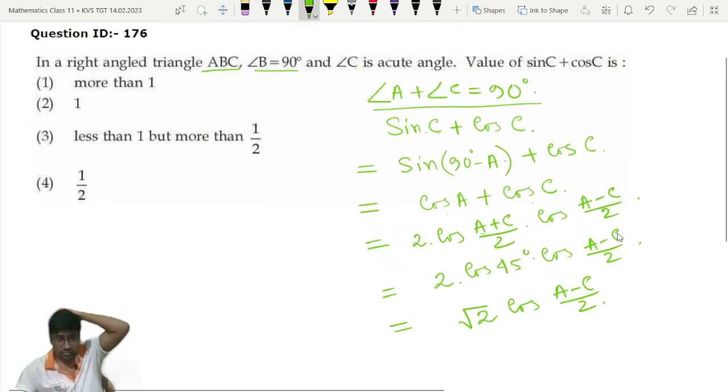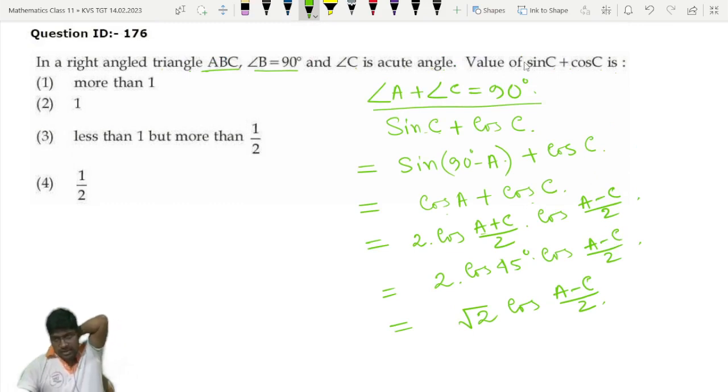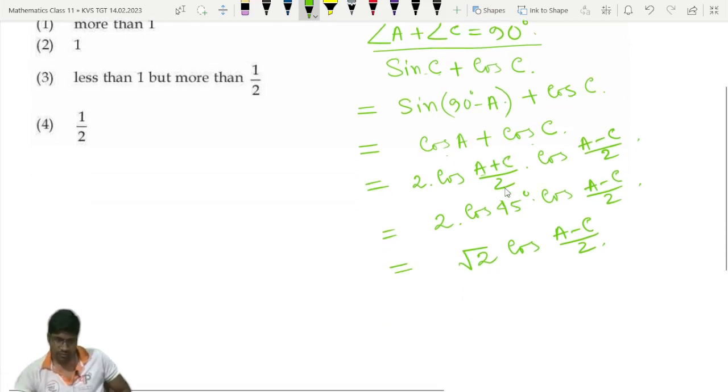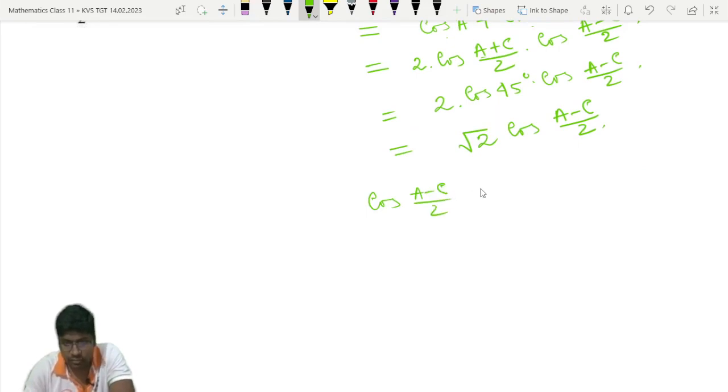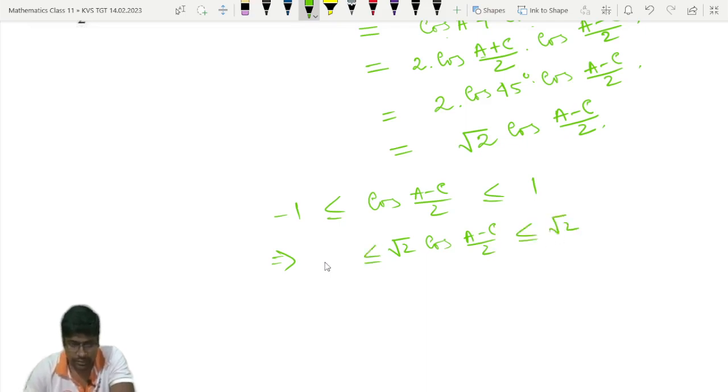Now the value of sin C plus cos C is more than 1, 1, less than 1 but more than half, and 1 by 2. So which option will be correct? Because A minus C we don't know. So what we can do? Okay, anyway, the value of cos of (A minus C) by 2 will always be less than or equal to 1 and greater than or equal to minus 1. So just multiply by root 2. Root 2 cos of (A minus C) by 2 will be less than or equal to root 2 and greater than or equal to minus root 2.